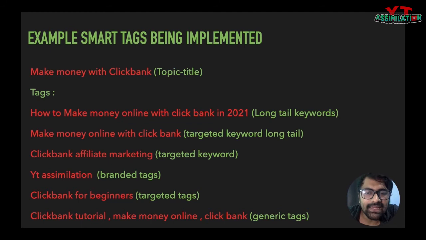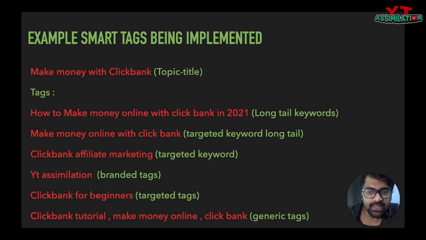My title or topic of the video is about making money with ClickBank. If you already know, ClickBank is an affiliate marketplace, right? If that is my topic, the way I will be implementing smart tags will be like this: how to make money online with ClickBank in 2021. This is a pretty long tail keyword. Long tail keywords are nothing but keywords that have 4 to 5 words together, right?